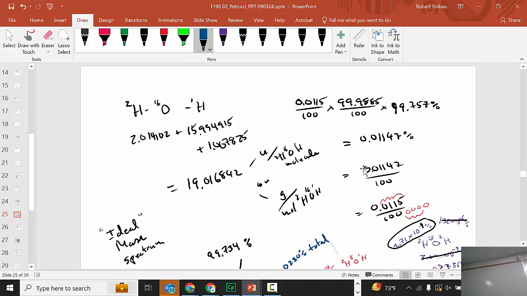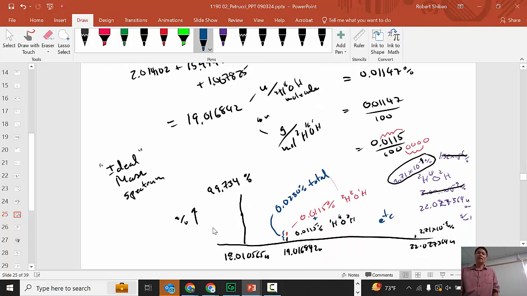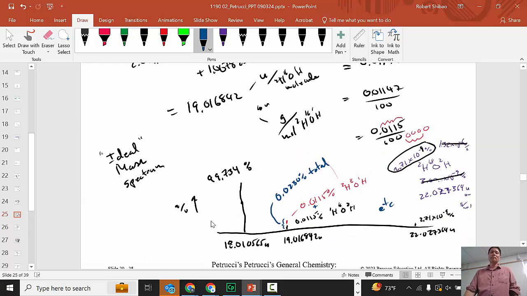So this is just a repeat of the previous calculation. Are you okay with this? So now we're going to generate the ideal mass spectrum. At least start generating the ideal mass spectrum. So ignore this purple for right now.